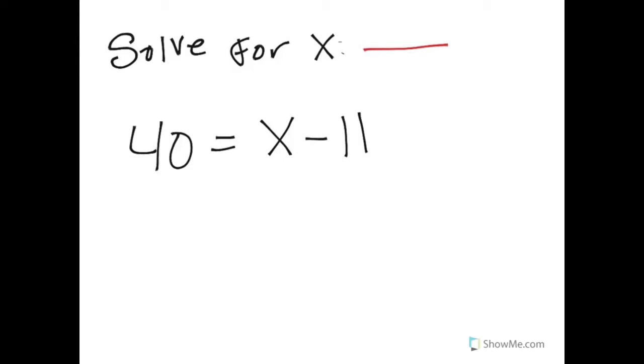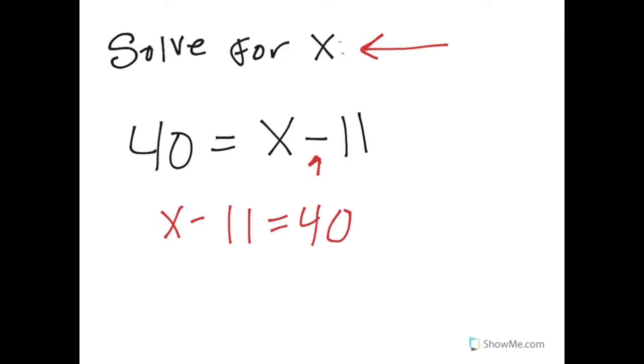Check it out. This time, I used regular letters, solve for x. Okay, you'll see I've done two things. One, I flipped the problem around, and now we're using subtraction. So we have 40 equals x minus 11. Let me tell you something, guys. That's the same as x minus 11 equals 40.